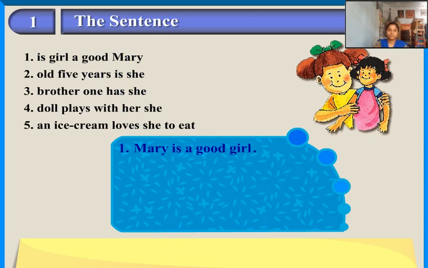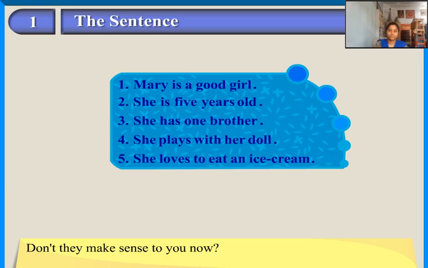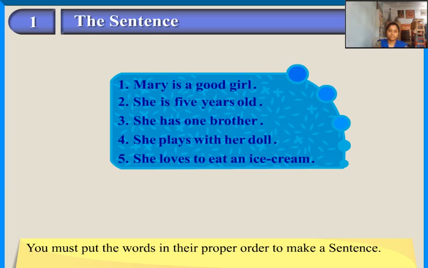Mary is a good girl. She is 5 years old. She has one brother. She plays with her doll. She loves to eat an ice cream. Don't they make sense to you now? Yes, they make complete sense. You must put the words in their proper order to make a sentence.